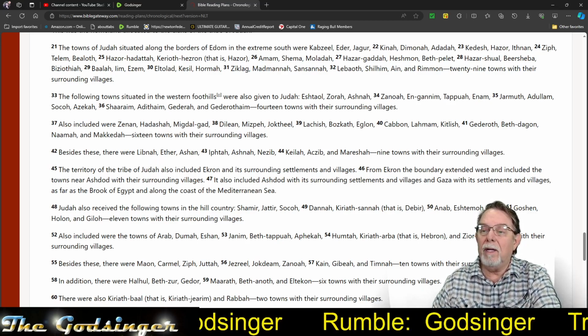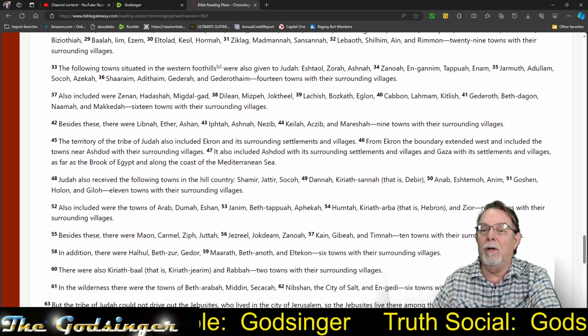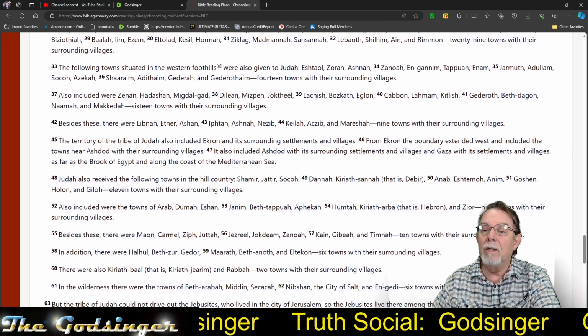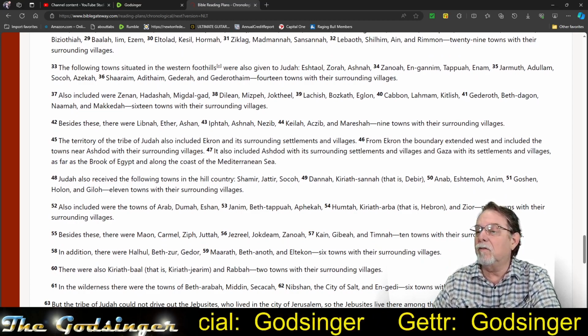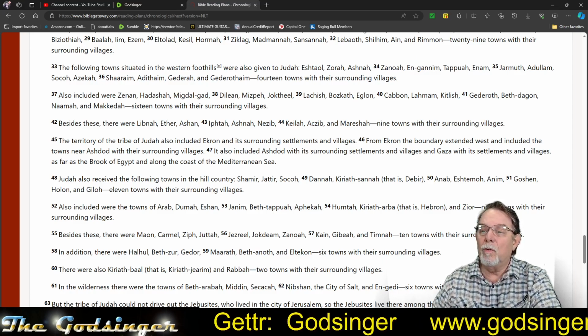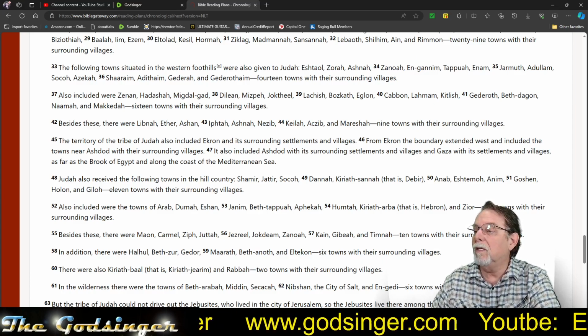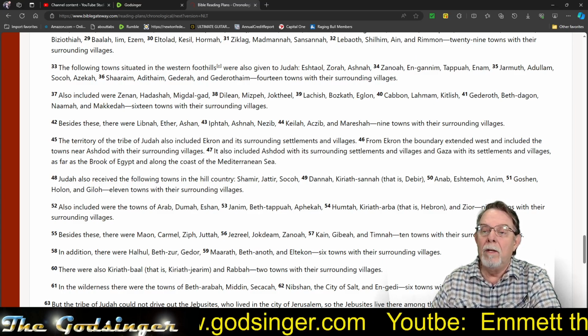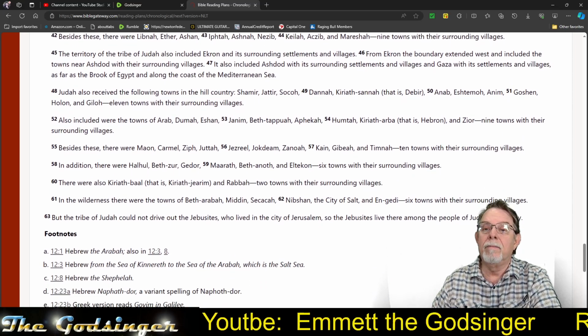Besides these, there was Libnah, Ether, Ashan, Iphtah, Ashnah, Nezib, Keilah, Achzib, Mareshah, with 9 towns in their surrounding villages. This territory of the tribe of Judah also included Ekron and its surrounding settlements and villages. From Ekron, the boundary extended west and included the towns near Ashdod with their surrounding villages. It also included Ashdod with its surrounding settlements and villages, and Gaza with its settlements and villages as far as the Brook of Egypt and along the coast of the Mediterranean Sea.